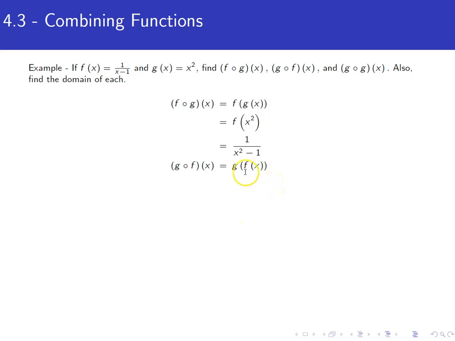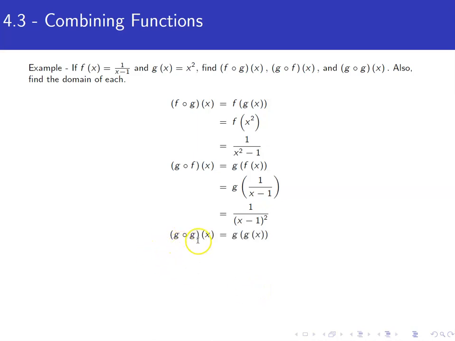G composed with f of x is g of f of x. F of x is 1 over x minus 1. We plug in 1 over x minus 1 in for x into g of x, and we get 1 over the quantity x minus 1 squared.